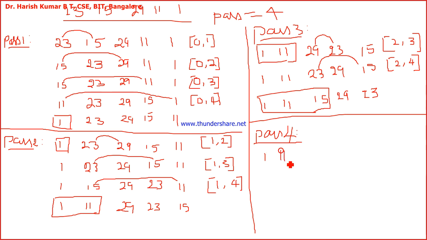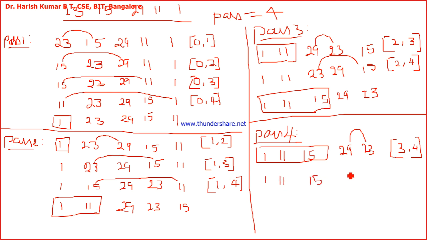Next, pass 4. 1, 11, 15. So they have already taken their proper position. The remaining is 29 and 23. Now here you are comparing 3 with 4. This is the last comparison of the last pass. So 23 is lesser than 29. Swap. 1, 11, 15, 23, 29. This is the final sorted array.